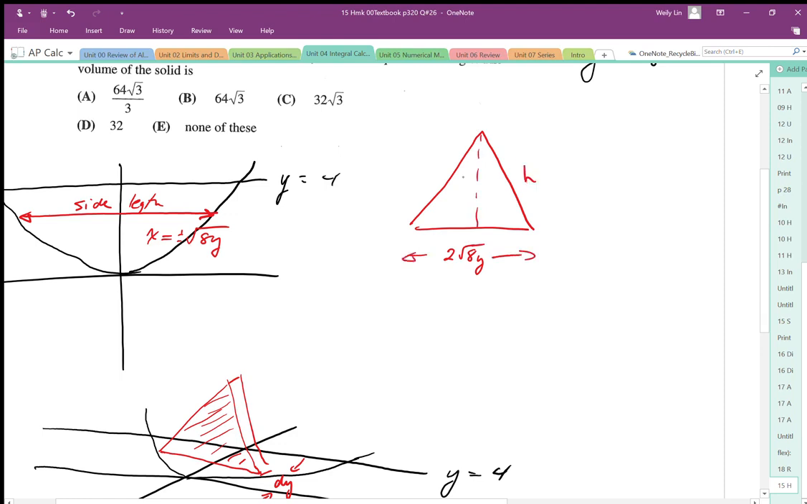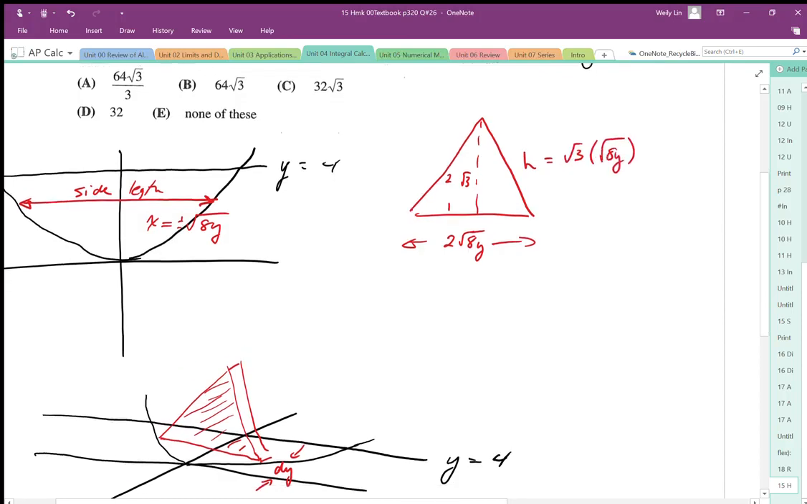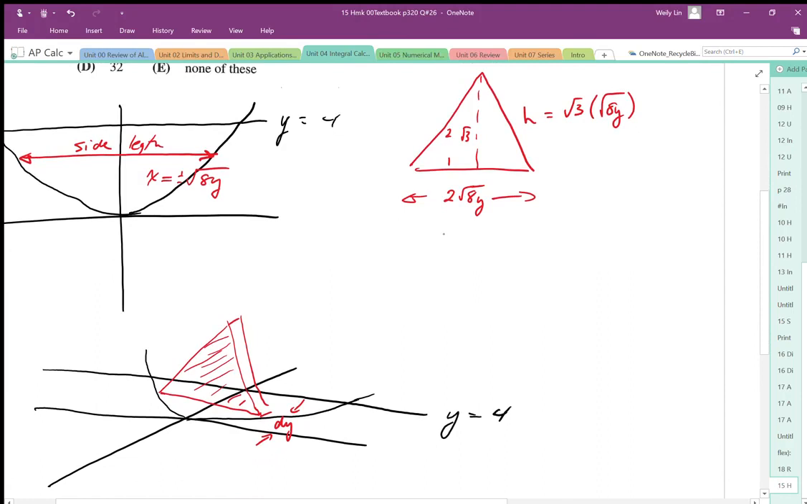The height value then I'm going to use the 30-60 triangle, and I have the proportions 1, 2, square root 3. The height goes with the square root 3 length. So since this section here is going to be root 8y, I'm going to have root 3 times root 8y, and that represents the height value. So once I have the base and the height, I can get the area of the triangle.